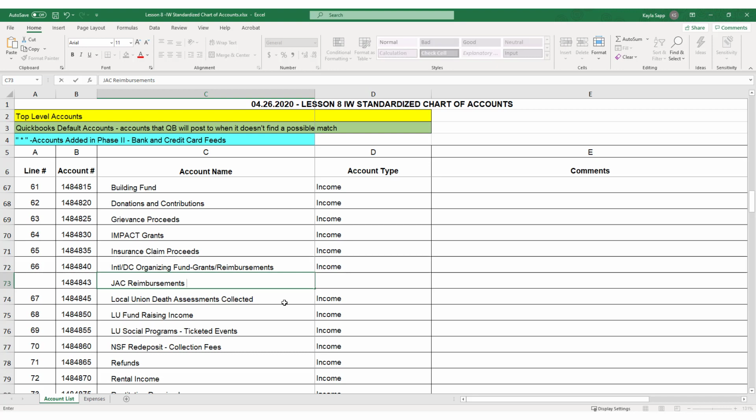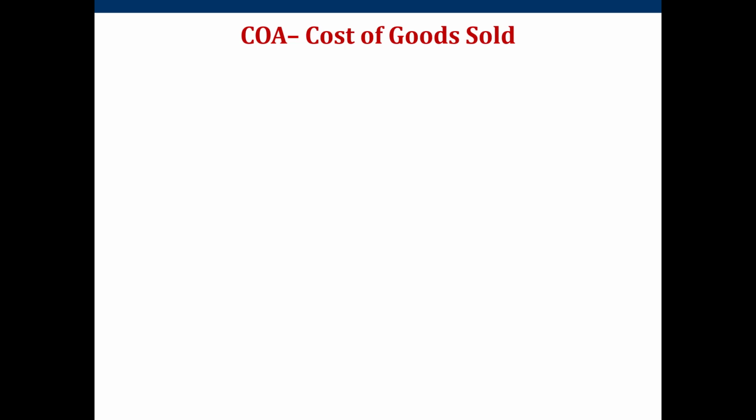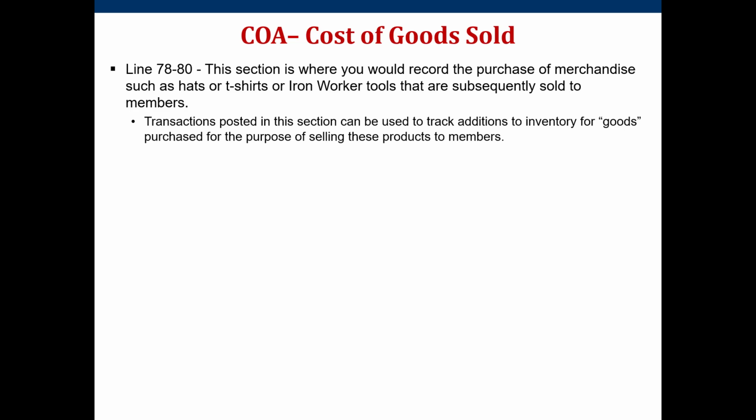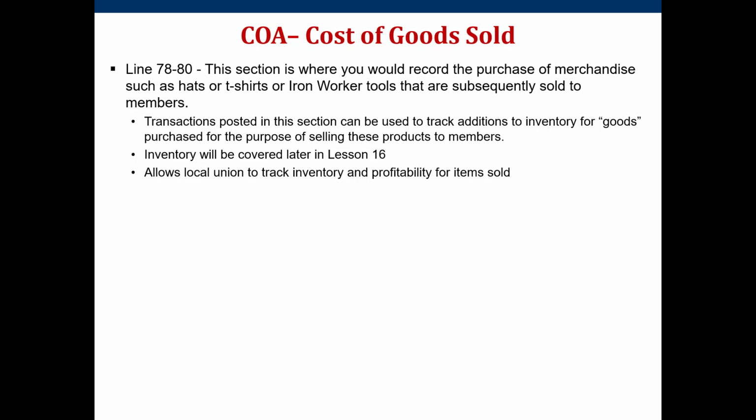Okay, we're going to move into the next section, which is called Cost of Goods Sold. In this section, you would record the purchase of merchandise such as hats or t-shirts or ironworker tools that are subsequently sold to members. Transactions posted in this section can be used to track inventory, which will be discussed in Lesson 16. By using the inventory feature, the local union can track the profitability of items that are sold.